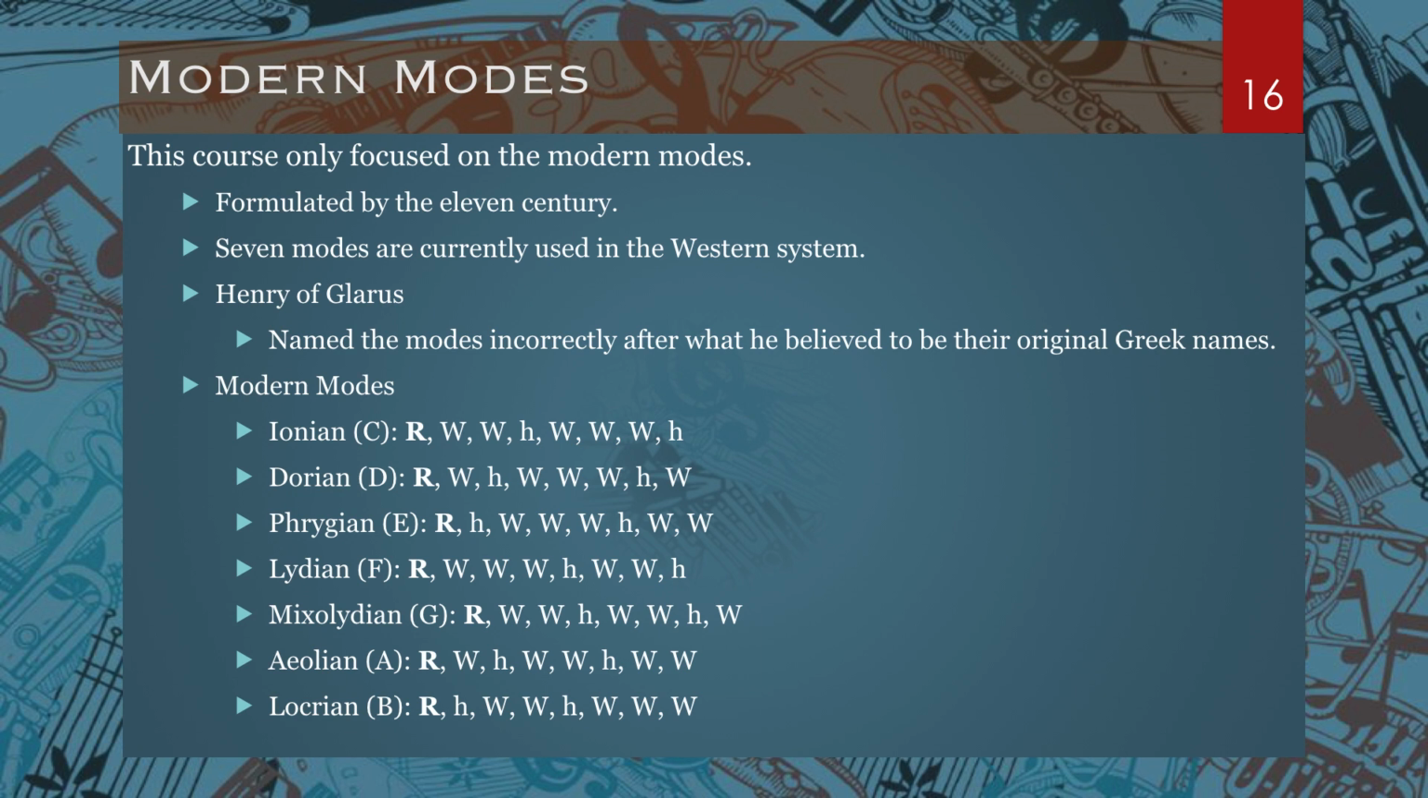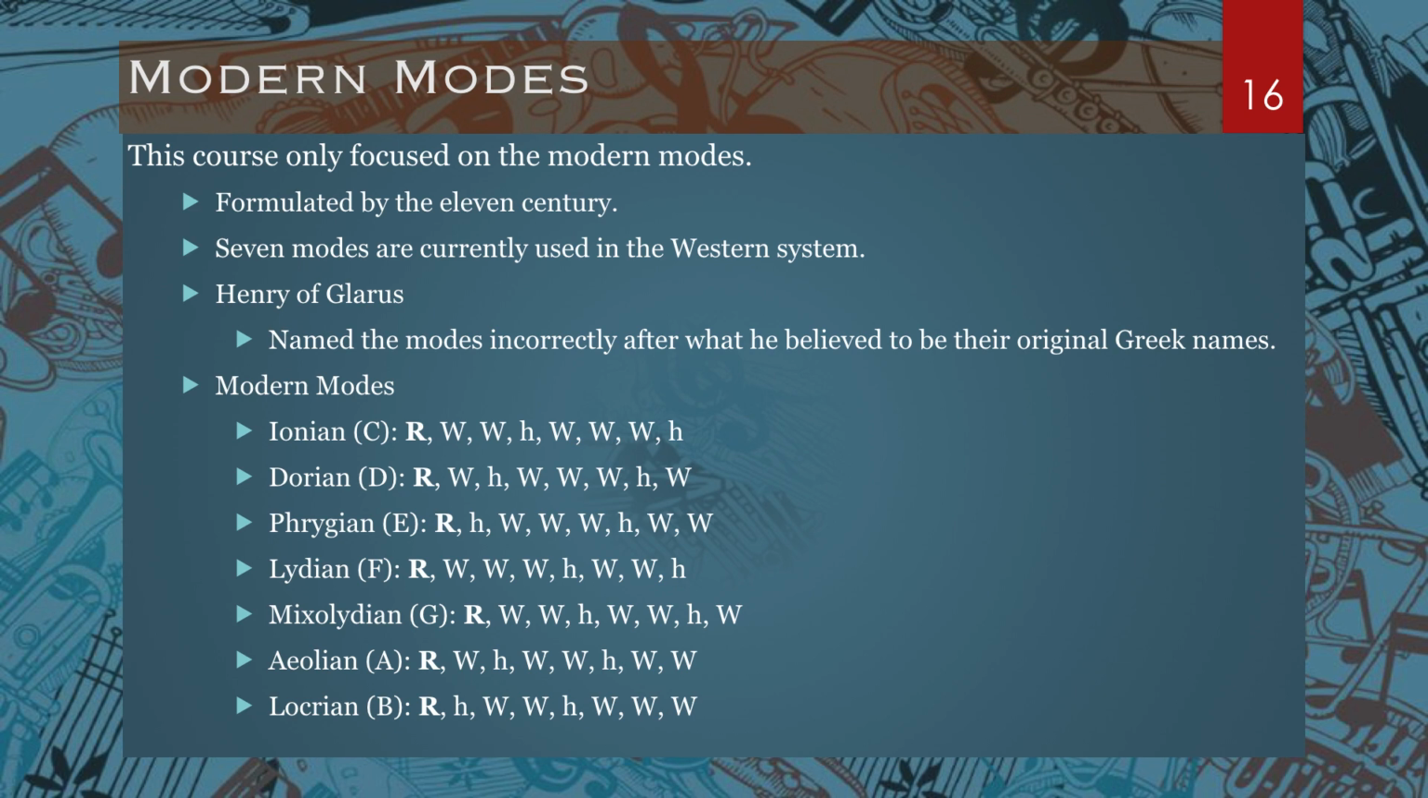So now we're going to talk about the modern modes. This course only focuses on the modern modes. It's useful to know the church modes as a concept, that they existed before the modern modes and that our modern modes are based on the church modes. But the church modes are actually a much more complicated concept that we don't have to get into in an introductory course like this. So the modern modes were formulated by the 11th century.